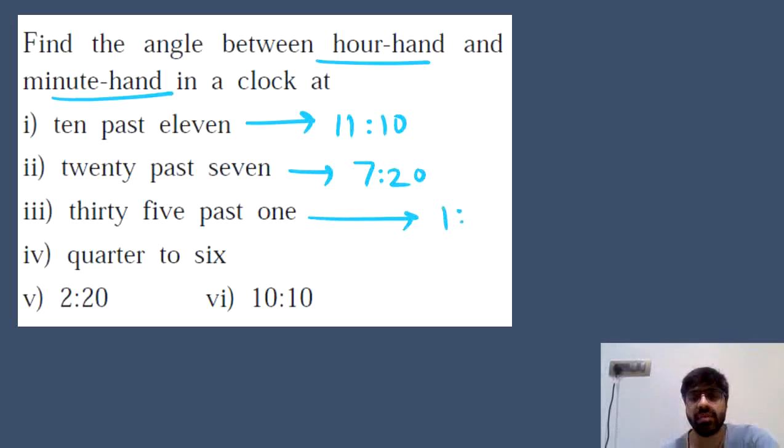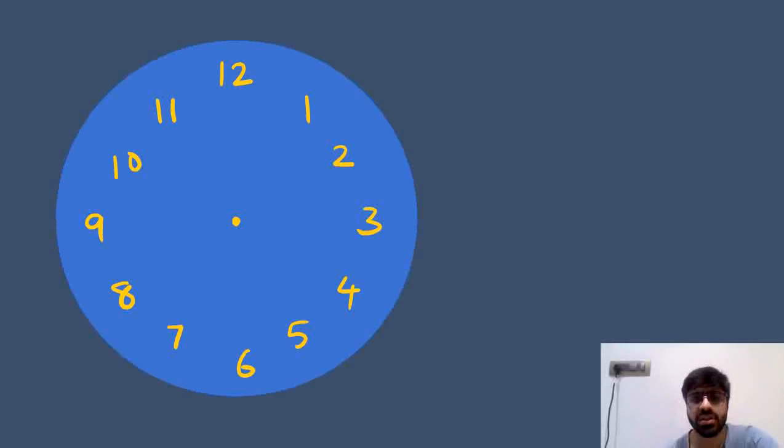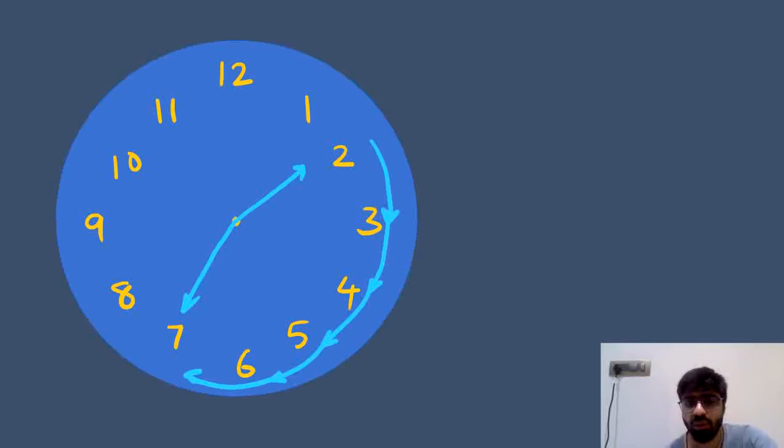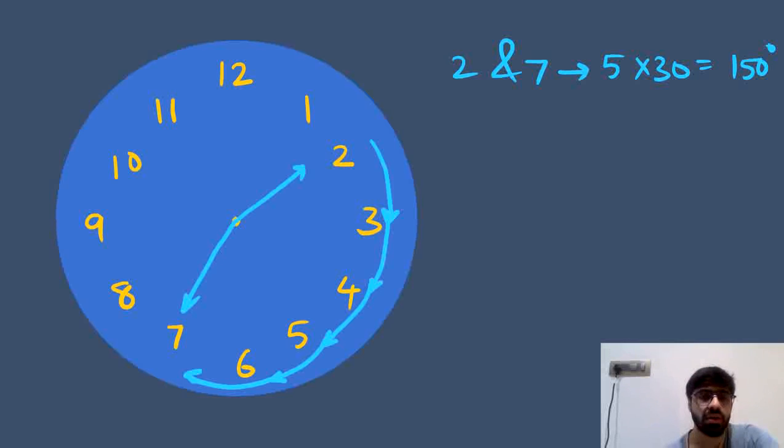35 past 1, so the timing is 1:35. If we try to draw it on the diagram, 1:35 means the hour hand will be somewhere between 1 and 2, and the minute hand will be exactly at 7. So from 2 to 3, 3 to 4, 4 to 5, 5 to 6 and 6 to 7, we have how many? 1, 2, 3, 4, 5 parts. So the angle between 2 and 7, between 2 and 7 the angle is 30 into 5, which is equal to 150 degrees. But that is not our exact angle. In fact, I should have taken between 1 and 7.